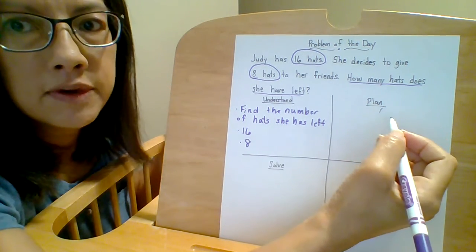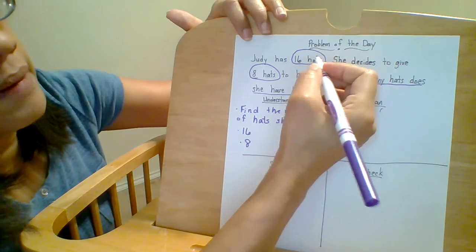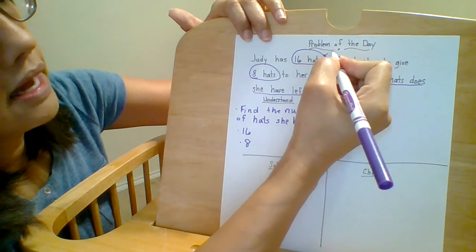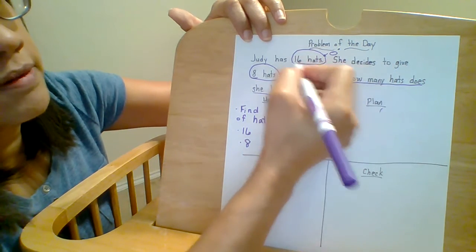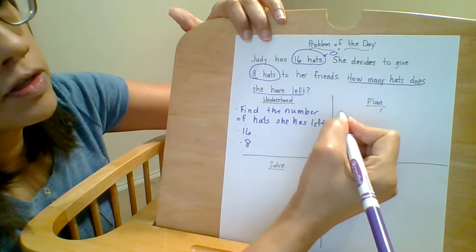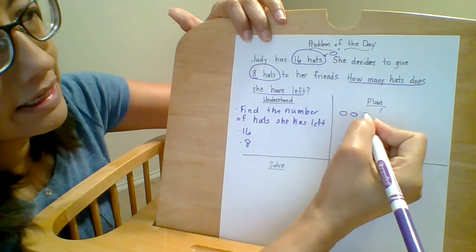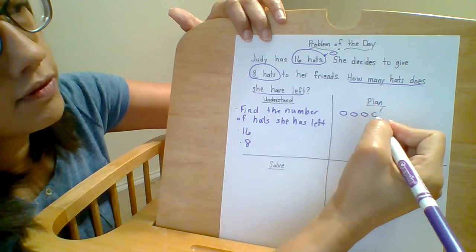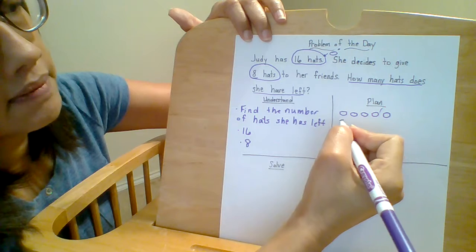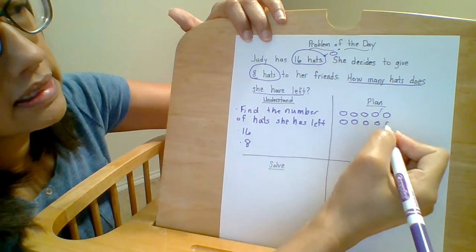In the plan, remember, you can do a drawing, you can do a part whole chart. So I'm going to do a drawing, but I'm going to represent the hats as a circle because remember, it should be a quick drawing. So this time I have to draw 16 of them. When I draw, remember, we always make them nicely and neatly in a row. So I'm going to do 5: 1, 2, 3, 4, 5, and kind of make a 10 frame. 6, 7, 8, 9, 10.